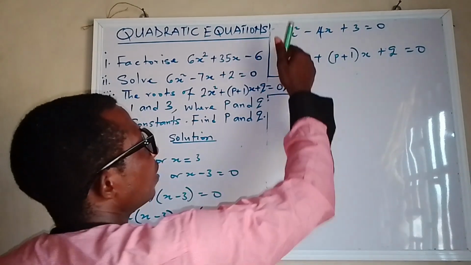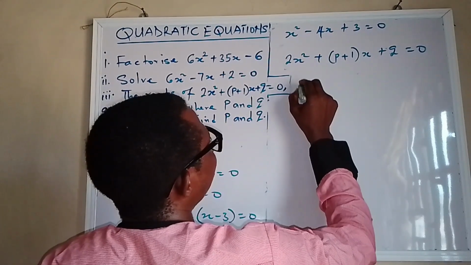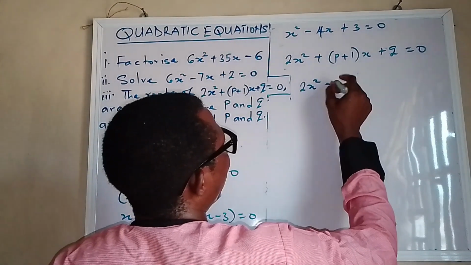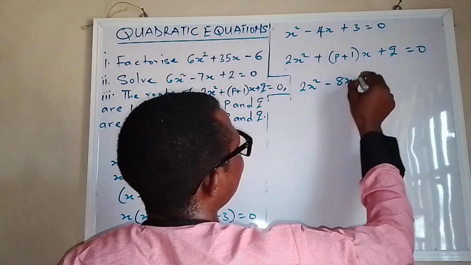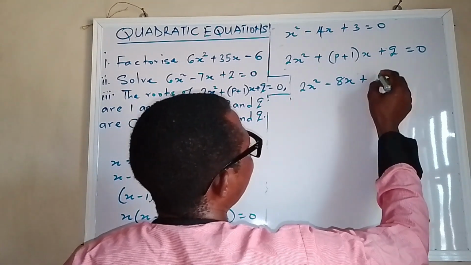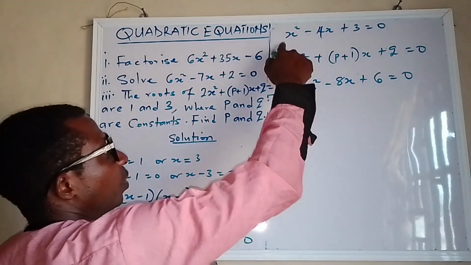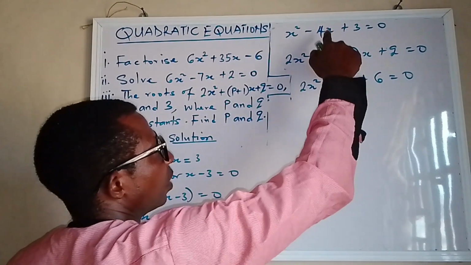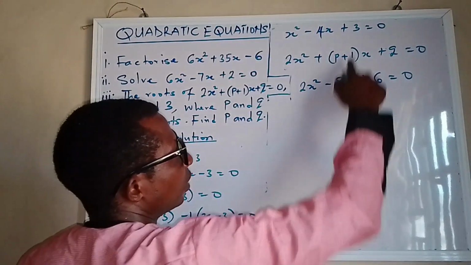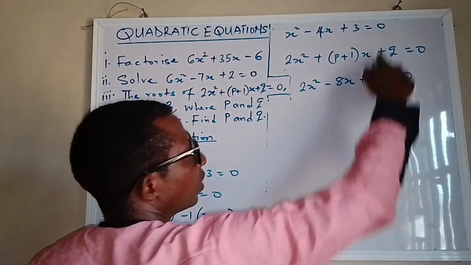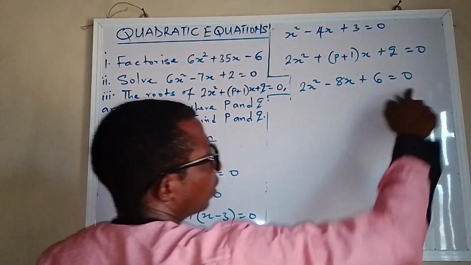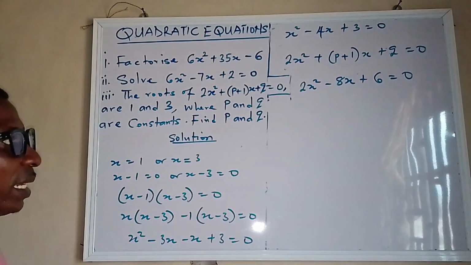So we multiply this by 2. So we now have 2x squared minus 8x plus 6 equals to 0. When you multiply this by 2, you have this. Multiply this by 2, you have this. Multiply this by 2, you have this. Multiply this by 2, you have this. Okay, so you can now compare.